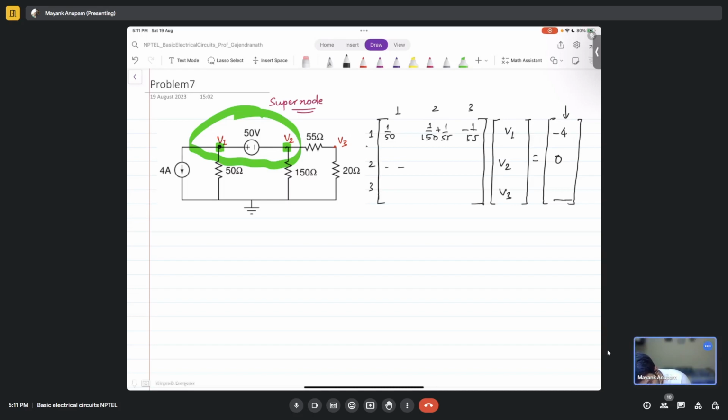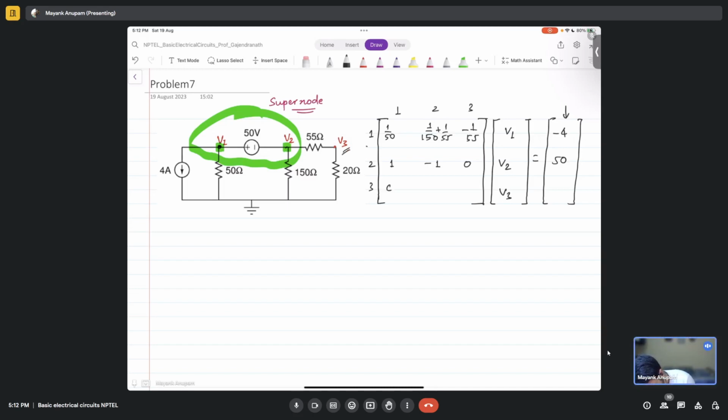What about the second row? In the second one, I'll simply write the definition of this voltage source: V1 minus V2 is equal to 50, 50 volt. And the third row, what will I do? I'll write KCL corresponding to the third node. So it will be what?